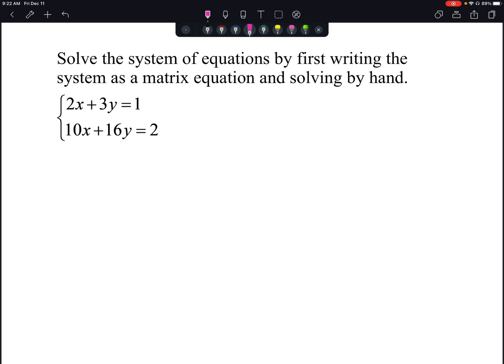This one's just going to ask us to solve this system of equations by first writing it as a matrix equation and then solving it by hand. So this one, we can't just use that calculator shortcut. We'll solve it by hand. One thing you need to definitely check here is, are our terms in the same order? In this case, they are. They're both in standard form. So we're going to take this and create a matrix at the beginning here. We're going to take our elements, and this one would be our numerals, 2, 3, 10, and 16.